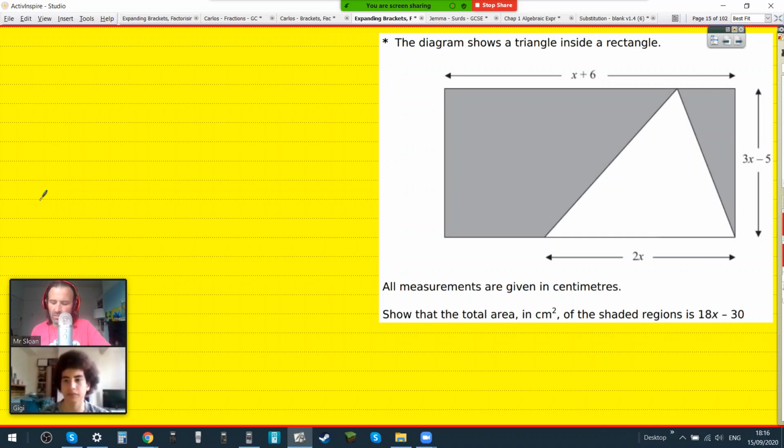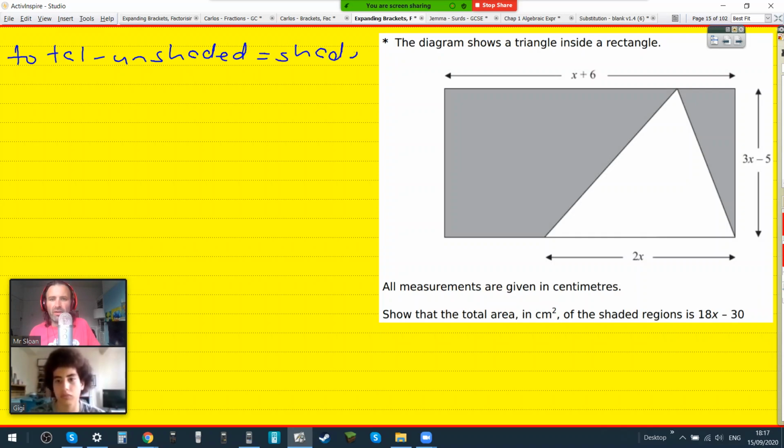And if there wasn't x, if it was just numbers, how would you get the shaded region? I would find the area of the triangle first. Okay. And then find the area of the rectangle, then take the triangle away from the rectangle. That's it. So total minus unshaded equals shaded. And we're referring to area. Okay. Let's go for it.